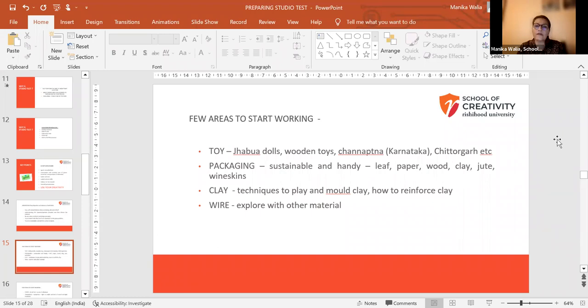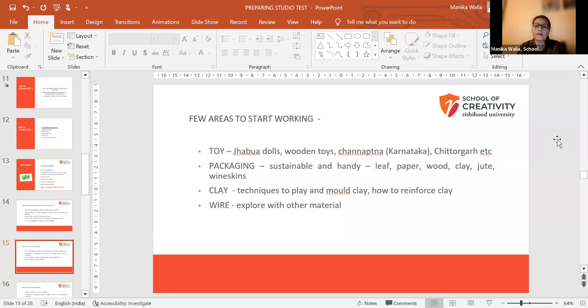Try to relate it. The other question is, or maybe, you know, a thing just came to you. Now, packaging, how sustainable it is. You know, taking out the product, what do you do with that package?